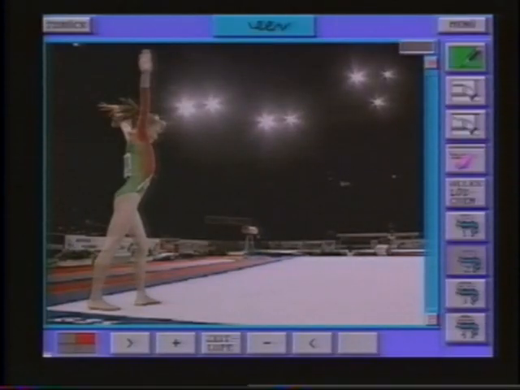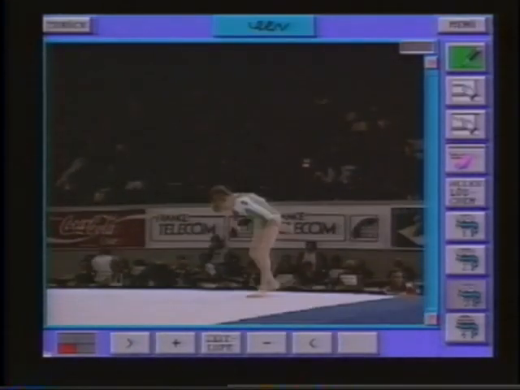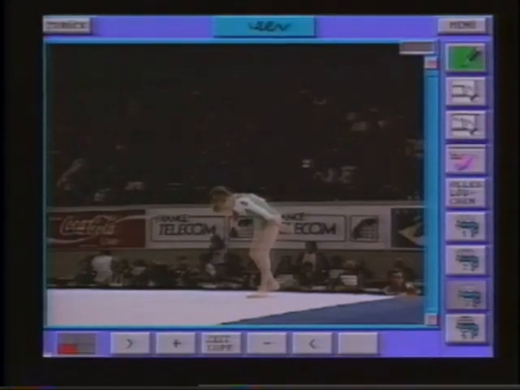Double salto backward piked on floor, C. No deduction. Likewise, double salto backward piked, deduction for upper body lean on the landing, minus 0.05.